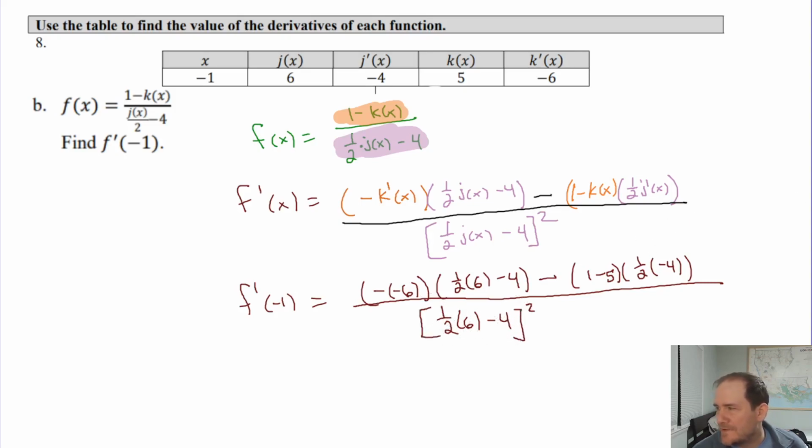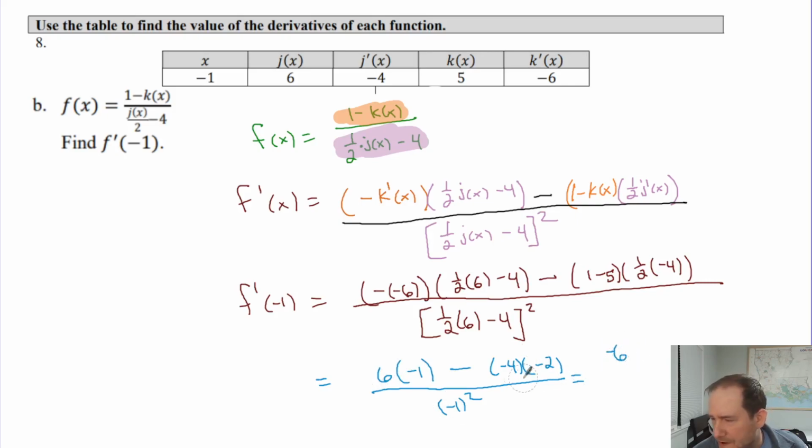And then from here, there's nothing left to do but a couple of rudimentary calculations. So this is going to be a 6. 1/2 of 6 is 3. Take away 4 is -1. Then I'm subtracting a -4 times a -2. And this whole mess will be divided by a 3 take away a 4, which is a -1 that's getting squared. So this looks an awful lot like a -6 minus an 8, just divided by a 1, because -1 squared is 1. So that looks like -14.